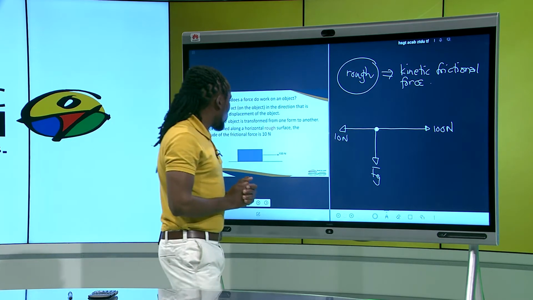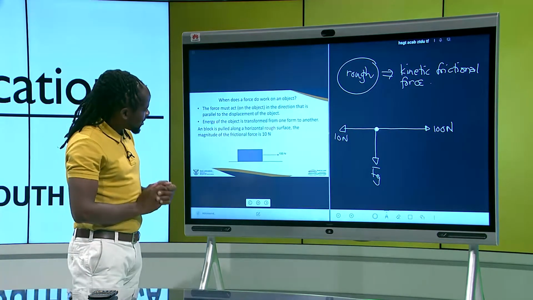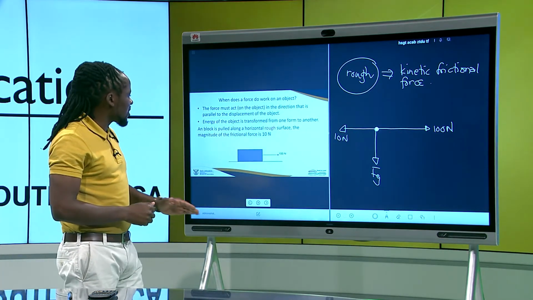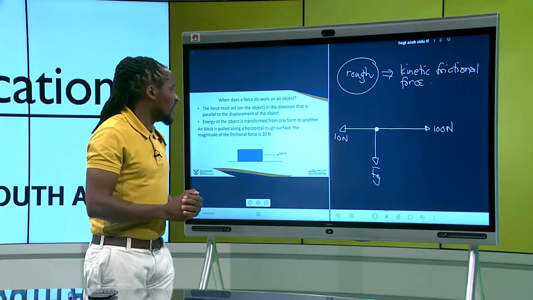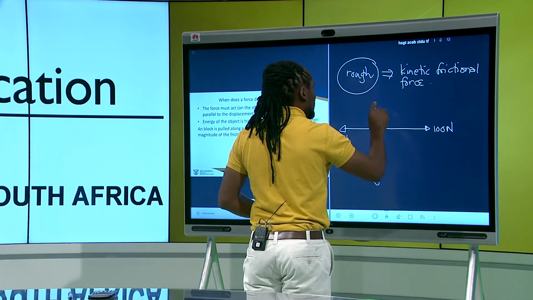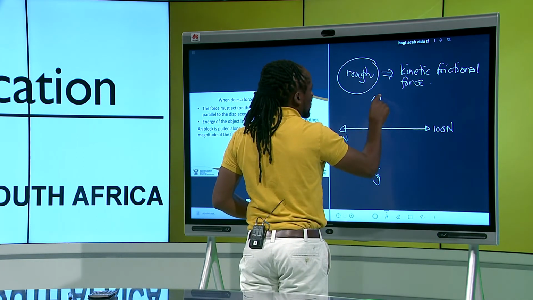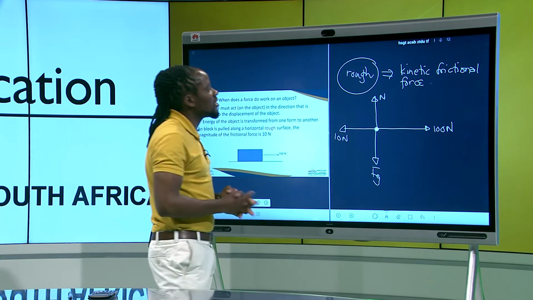Right. And then also, there is a force exerted by the surface on the object perpendicular to the surface. So that's the description of the force, in other words. So we've got that normal force, which is exerted by the surface of the Earth perpendicular to the surface.